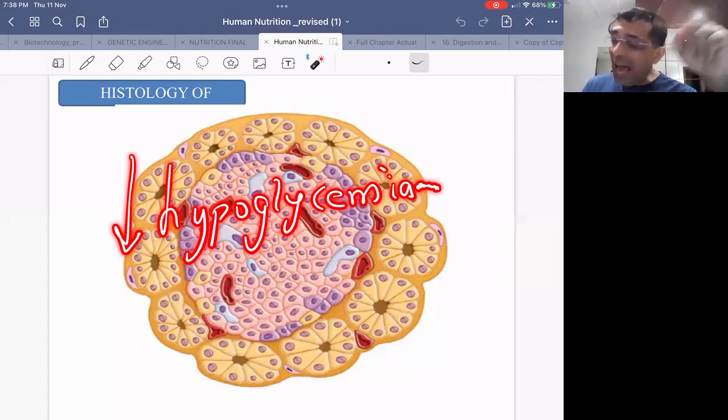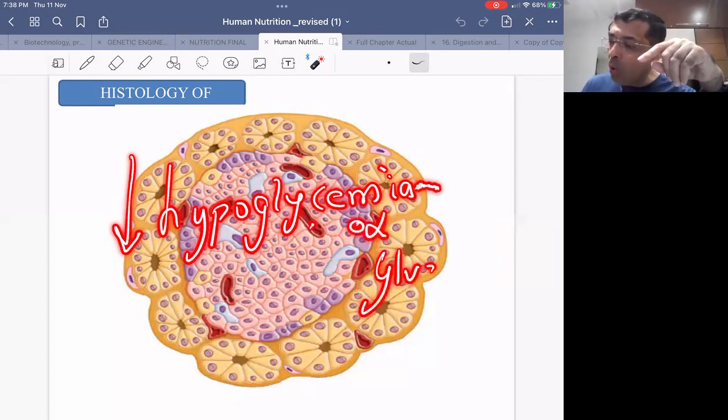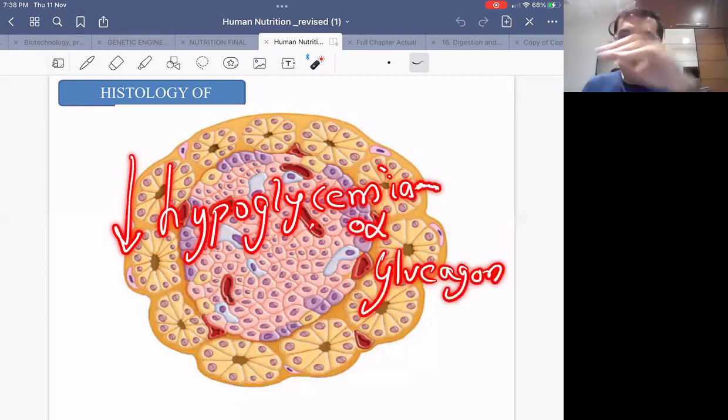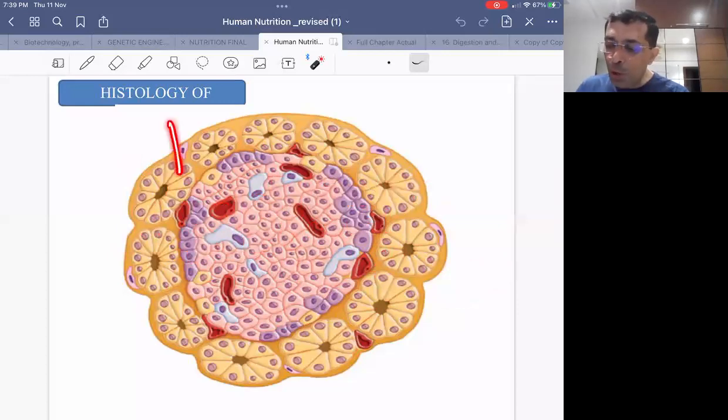and as you are hypoglycemic, immediately your alpha cells will start secreting glucagon. And glucagon will act on your liver and your muscle cells and convert complex glycogen back into glucose, and your blood glucose levels will increase, and your brain and your body cells will get enough sugar for their ATP synthesis.